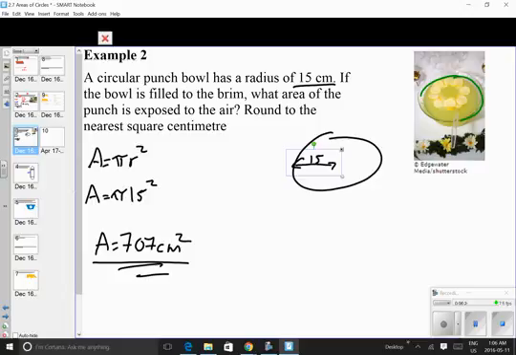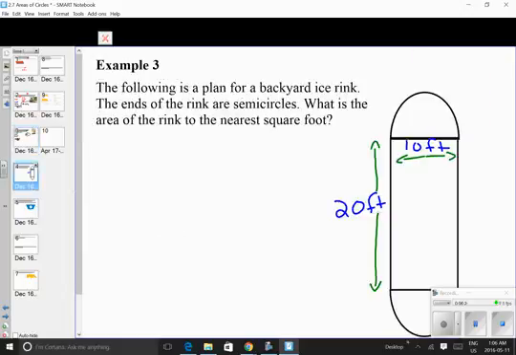Easy peasy. All right, let's get on to some of the fun ones. Composite shapes. The following is a plan for a backyard ice rink. The ends are semicircles. What is the area of the rink to the nearest square foot?